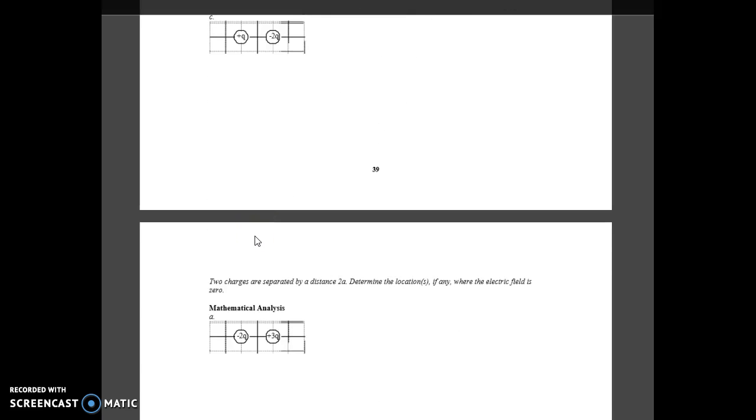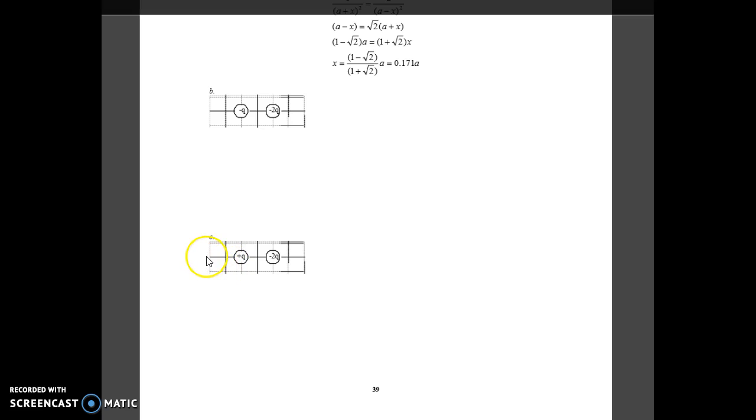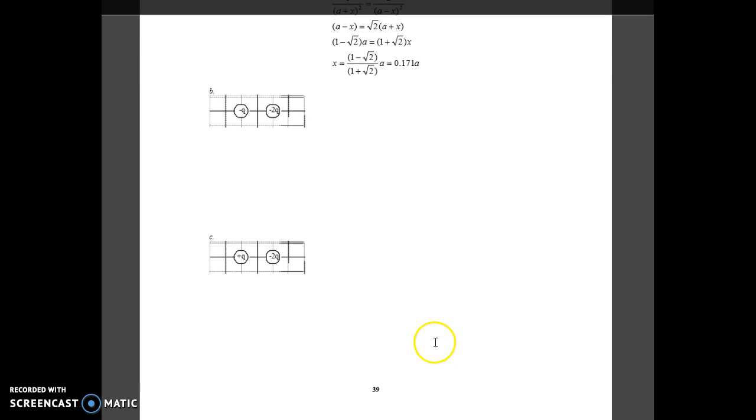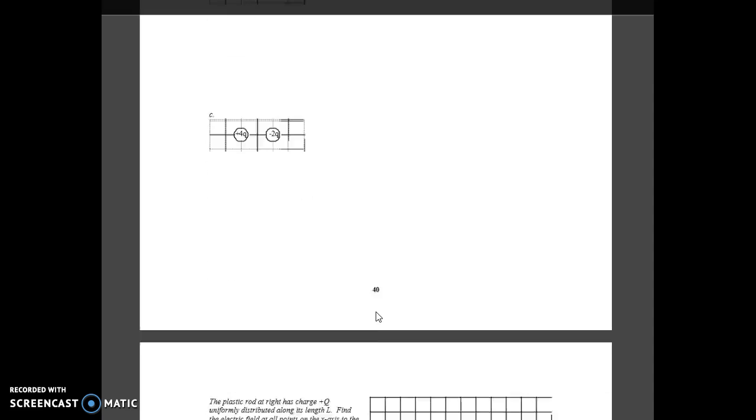And we did this in class. I don't know why I forgot to take a picture, but it makes sense that you'd have to be on the left side over here. And if we did the math, we could find the exact distance in terms of A. So that's as far as we made it in class on Thursday.